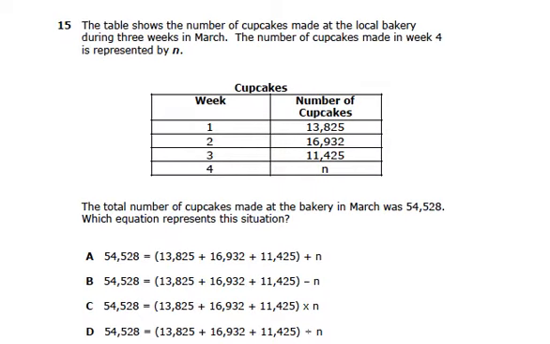Number 15. The table shows the number of cupcakes made at the local bakery during 3 weeks in March. The number of cupcakes made in week 4 is represented by N. Cupcakes, week, number of cupcakes. The total number of cupcakes made at the bakery in March was 54,528. Which equation represents this situation?